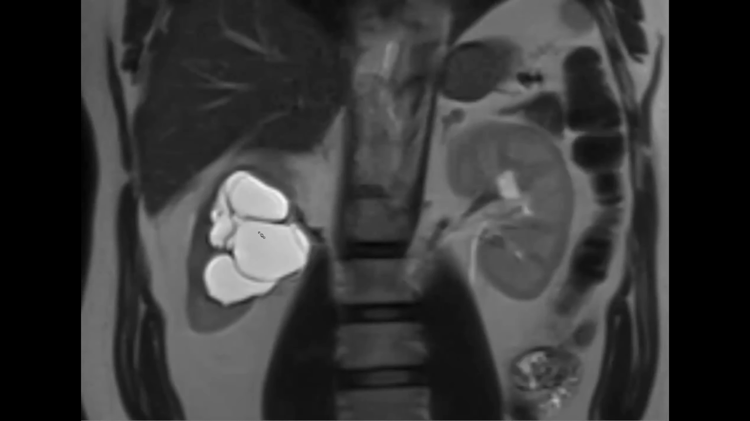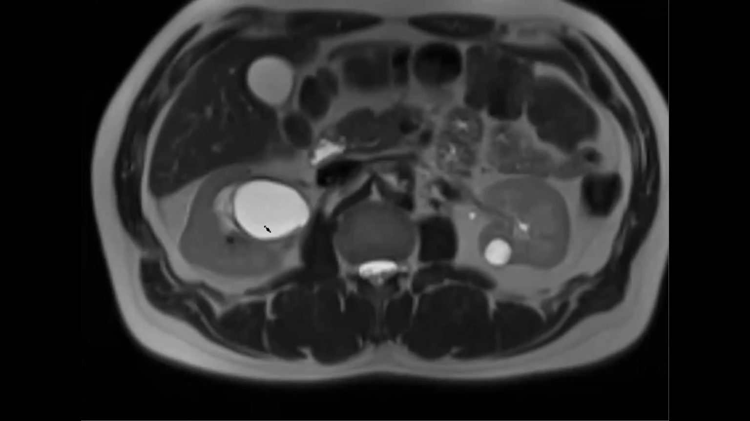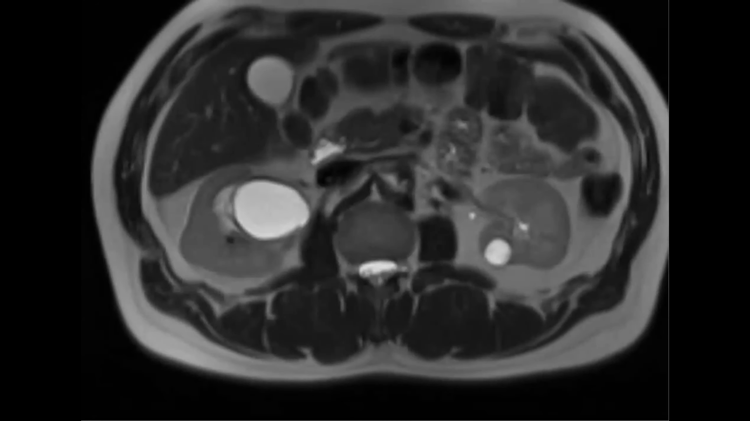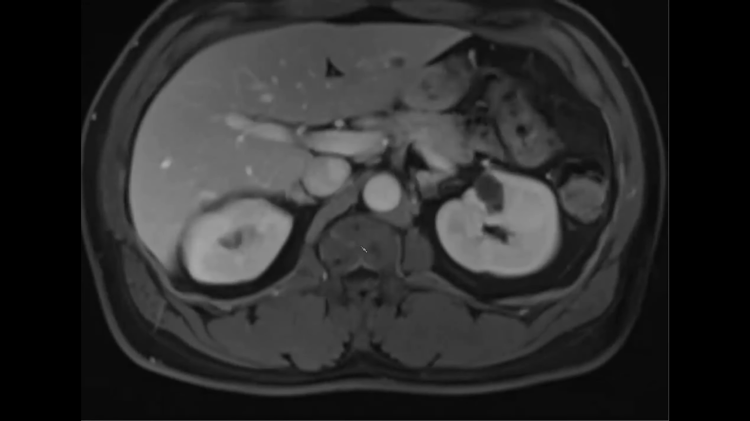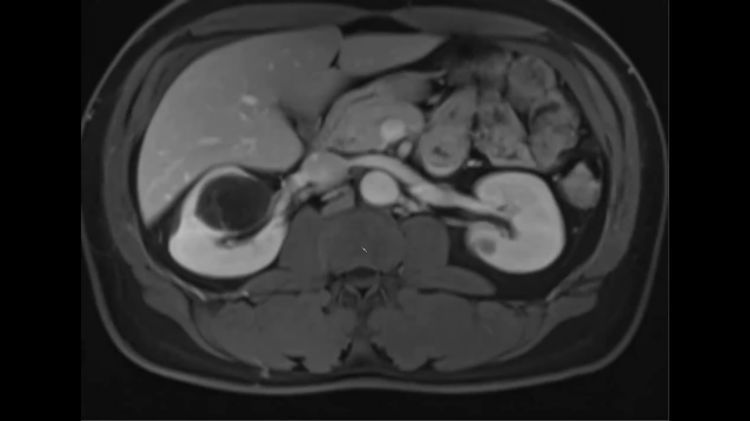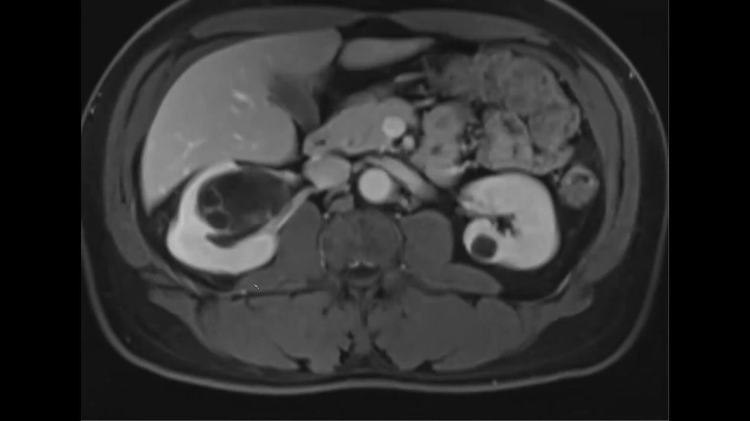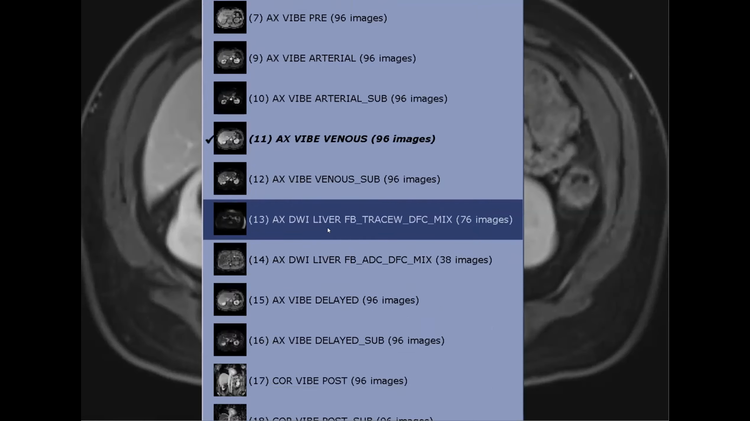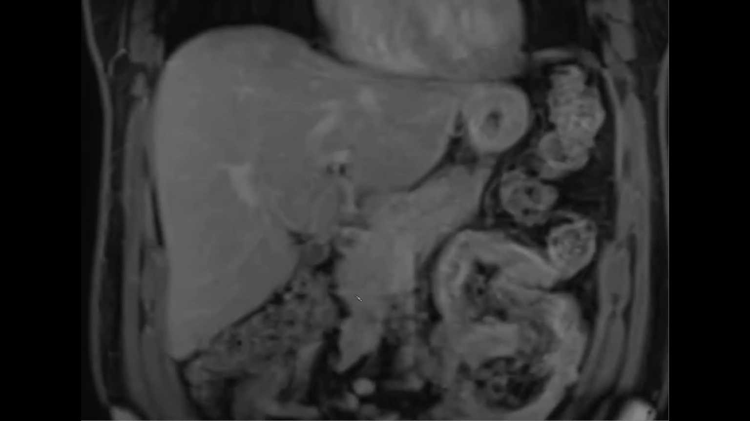It's got multiple components to it, septations. I'll show you the venous. You can see enhancing septations. It's involving the renal pelvis. Renal rest lesion. Renal what? MEST, you mean?